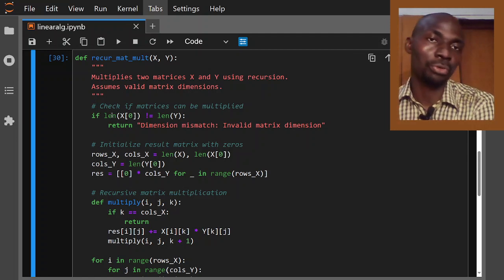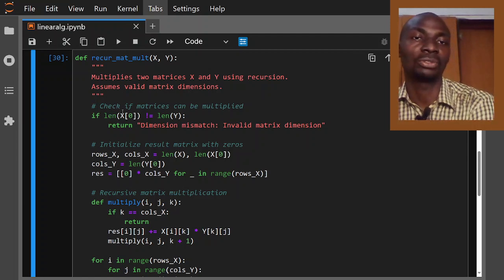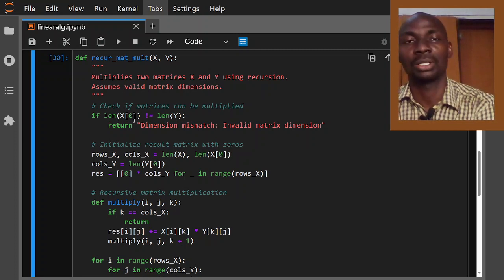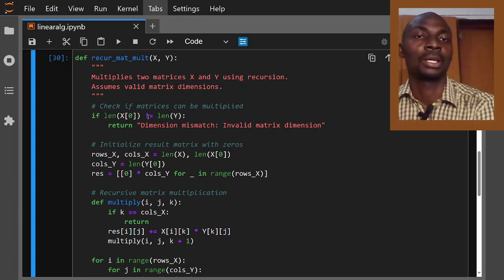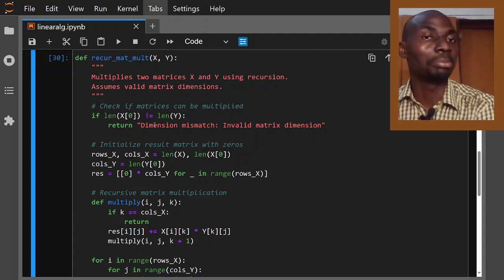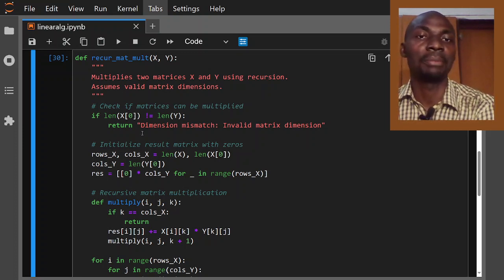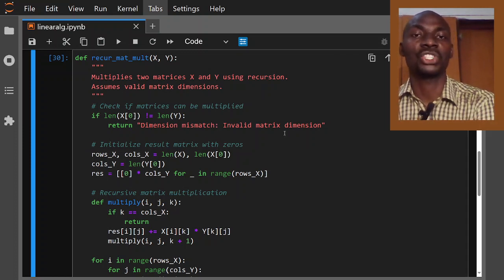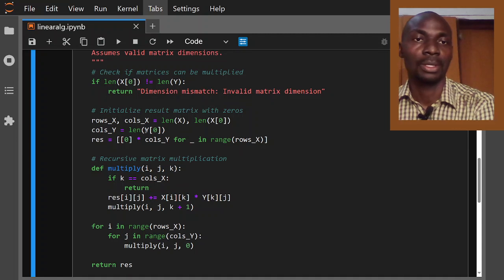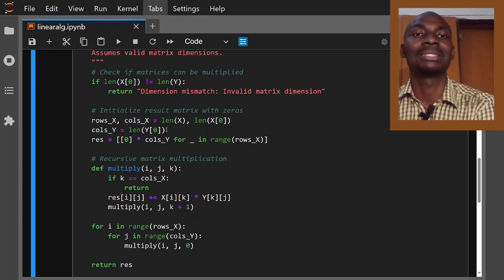Now, we all know from our high school math that for us to be able to multiply matrices, or to perform the dot product, the inner dimensions must match, while the outer dimensions will be the result of the matrix multiplication. Now, in the first implementation, we check if the dimensions match and return dimension mismatch if they don't. Then next, we initialize the result matrix with zeros.